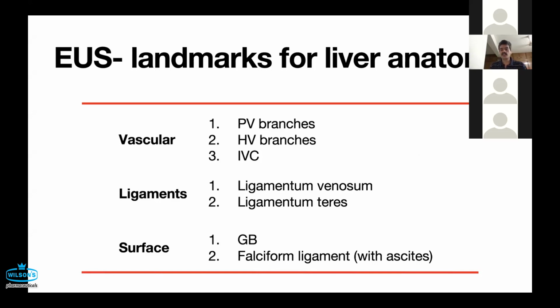Then you have the ligaments, the ligamentum venosum and ligamentum teres, which are very important landmarks in EUS. These ligaments are seen as thick hyperechoic cords running from the surface of the liver to vascular structures inside the liver without any lumen. And then you have surface landmarks. You can see the gallbladder, which straddles segment 4 on the left and segment 5 on the right, and forms the beginning of the Cantlie line, as I have just mentioned. And also you can see the falciform ligament floating when there is some ascites.